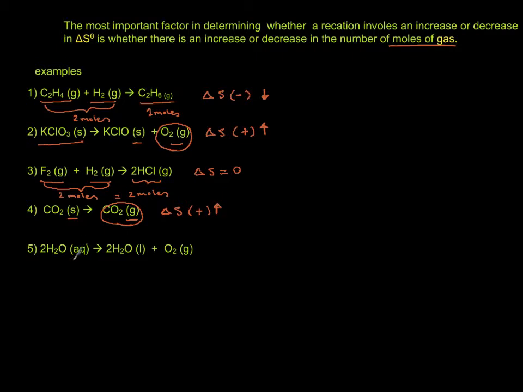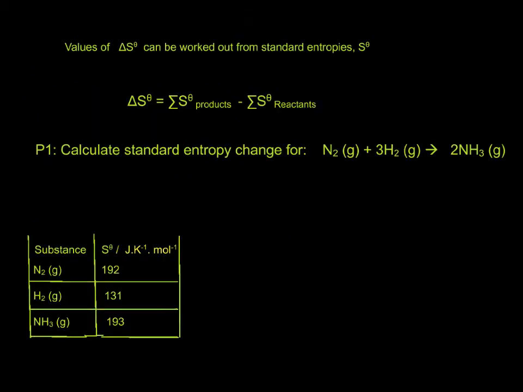And the last example, I have aqueous, this is supposed to be hydrogen peroxide, becoming liquid water and gaseous oxygen. As soon as I see this gas on the product side, I know delta S is increasing because I'm producing more particles of gases on the product side. Now let's just calculate it instead of prediction.